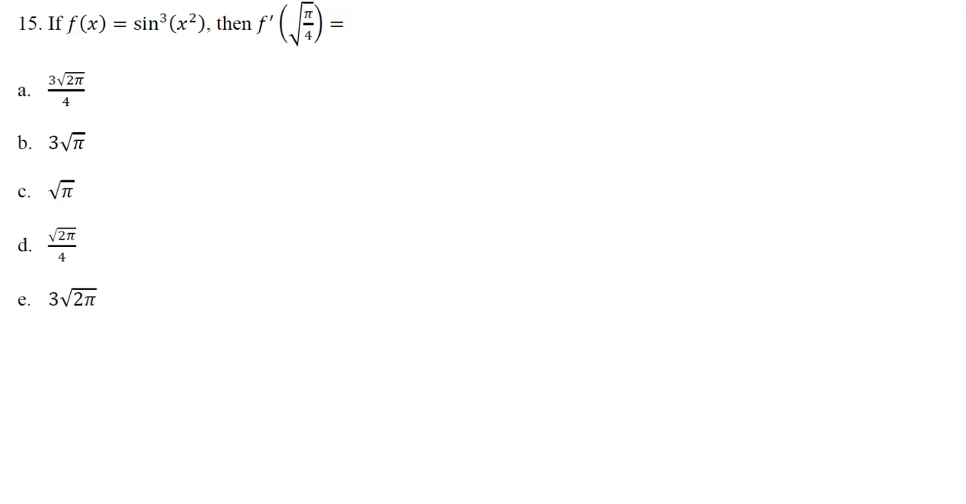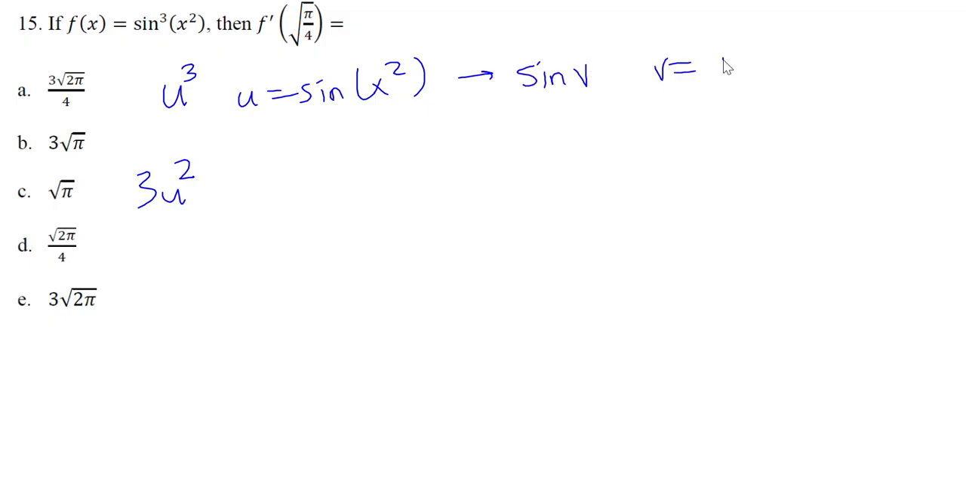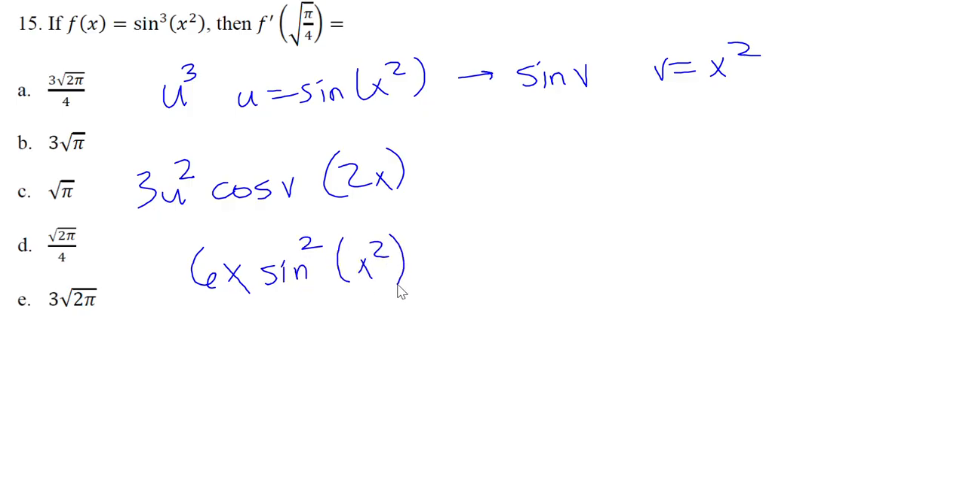So sine cubed of x squared is like u cubed, where u is the sine of x squared. So this is 3u squared times the derivative of the sine of x squared, which is like the sine of v, where v is x squared. So its derivative is the cosine of v times the derivative of v, which is 2x. So effectively, we've got 6x, and then u squared, so that'll be sine squared of x squared, and then cosine of v, which is cosine of x squared. So that's our derivative. And now we want to evaluate it at root pi over 4.